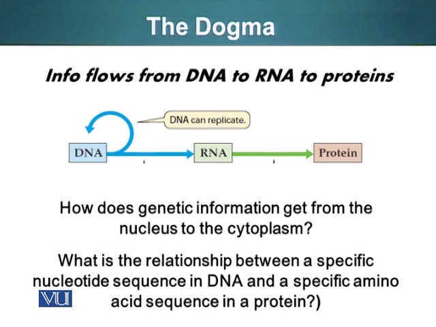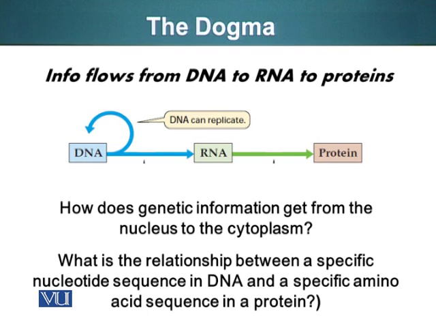In eukaryotes, we know the DNA is in the nucleus, whereas proteins are synthesized in the cytoplasm. So how is it that the information, genetic information, is moved from DNA, which is present in the nucleus, to RNA? We know DNA doesn't physically move to the cytoplasm itself.